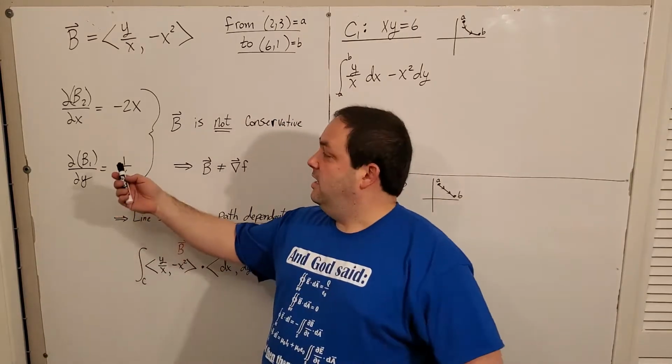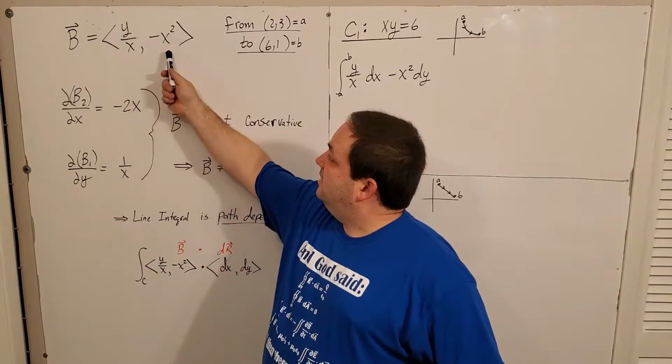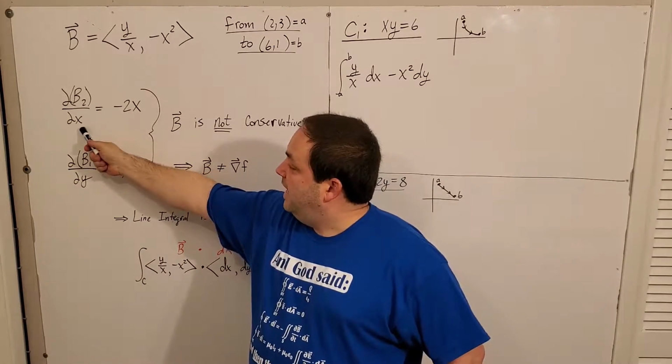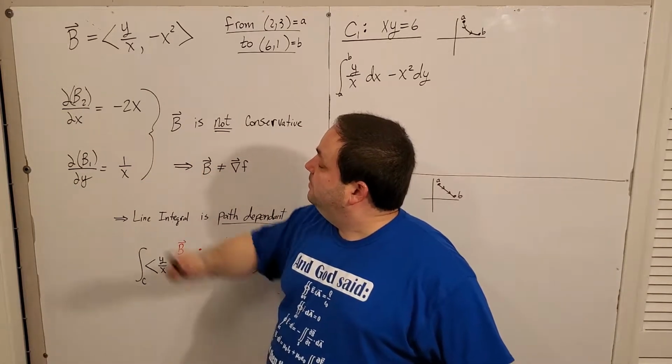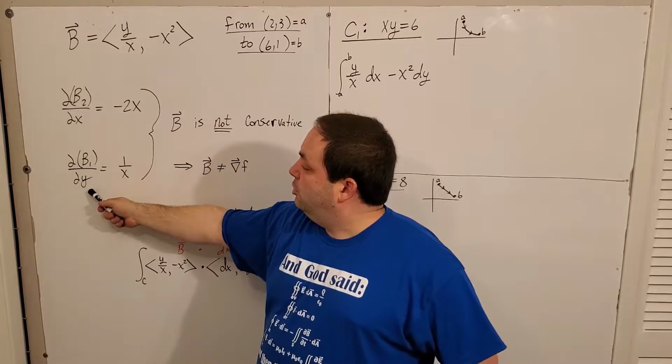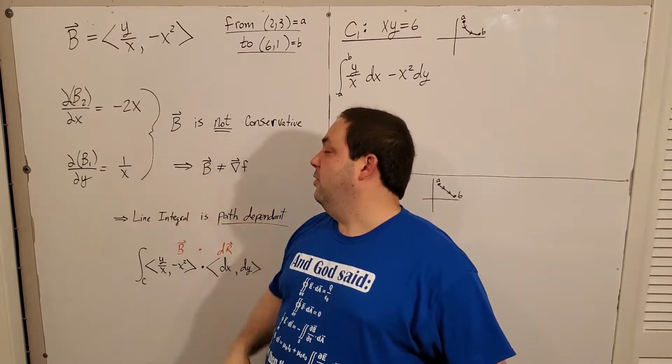So on the side here, notice that if I take the second component and do the partial with x, I get negative 2x. And if I take the first component and do the partial with respect to y, I get 1 over x.